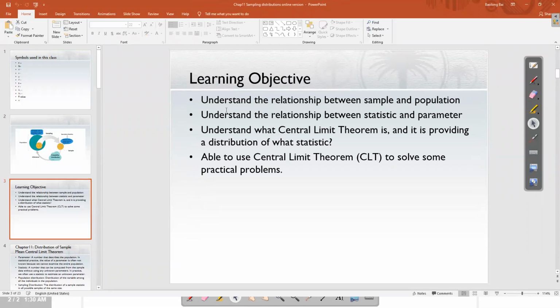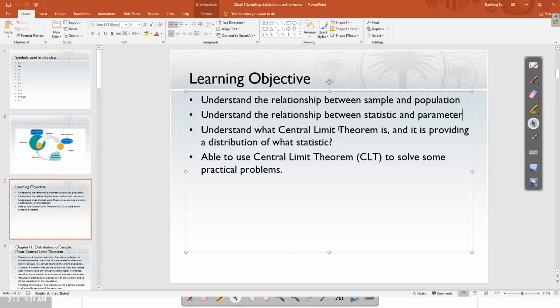Learning objective, understand the relationship between sample and the population. We really went over this in chapter 8. So anytime you conduct the research, you're always going to have a population and sample, right? Your research interest is the population, but your data collected will be from the sample, right? And then understand the relationship between statistic and the parameter. We also talk about this in chapter 8, right? All the parameters are numbers describing the population, and the statistics are numbers describing the sample, right? So population parameter and sample statistic.